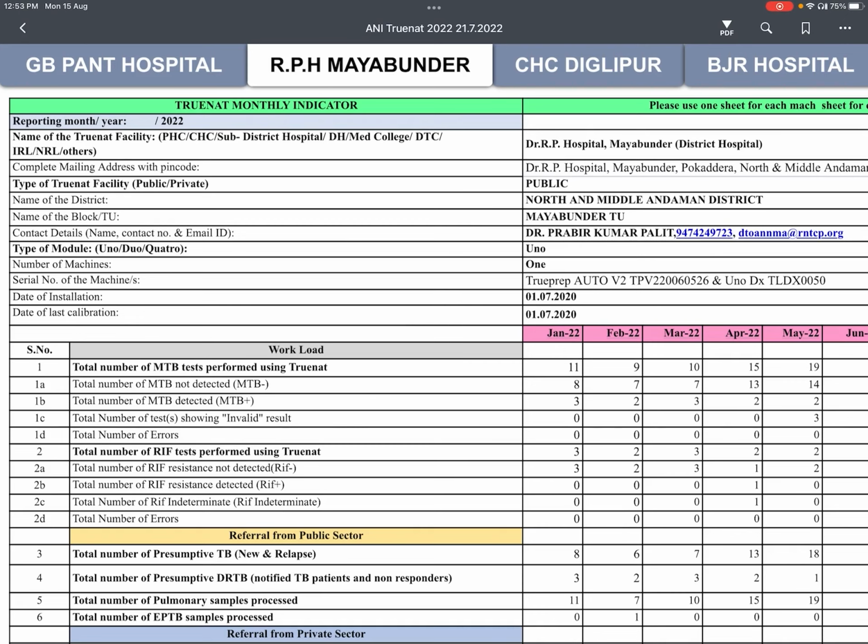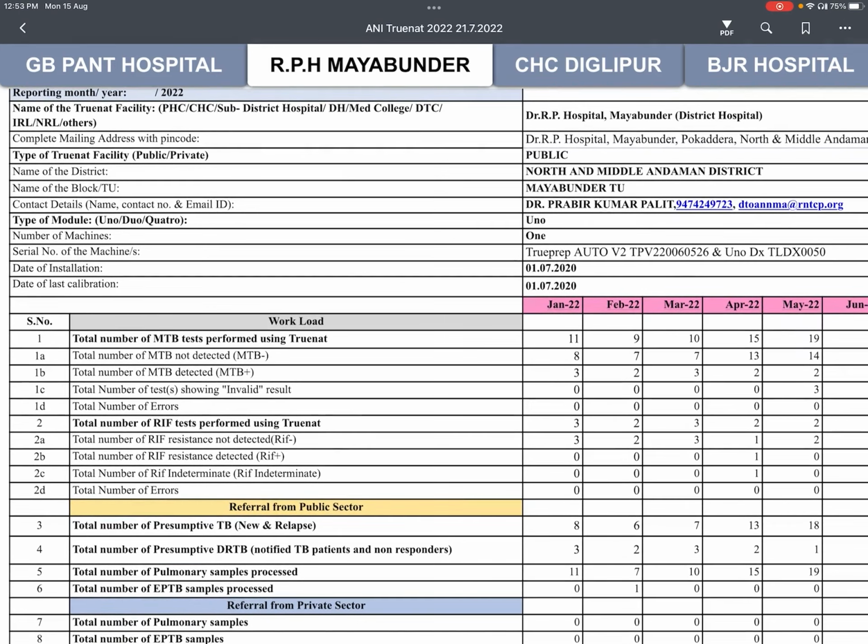Here, the district TB officer, Dr. Palit's name is given. Then the type of your machine, whether it is Uno or Duo, the number of machines, and then the serial number of the machines. It is good to note down the serial number of both the PCR machine and the extraction machine, because sometimes these things get exchanged with another center. So write down both serial numbers, the date of installation, and the date of calibration.